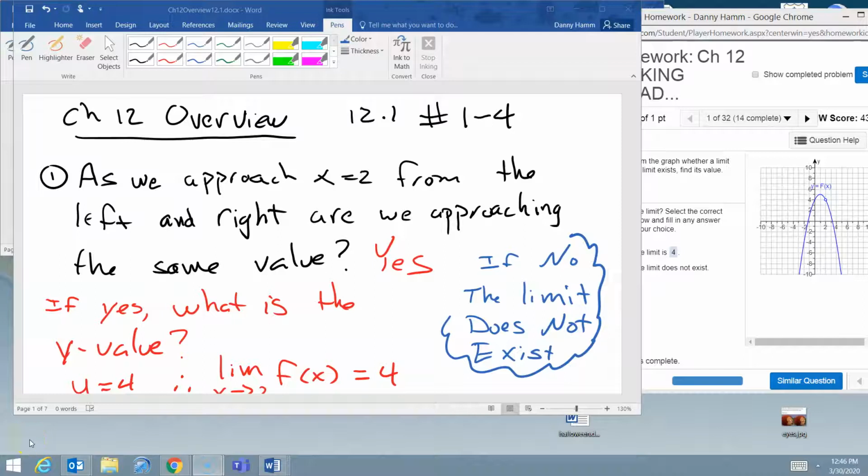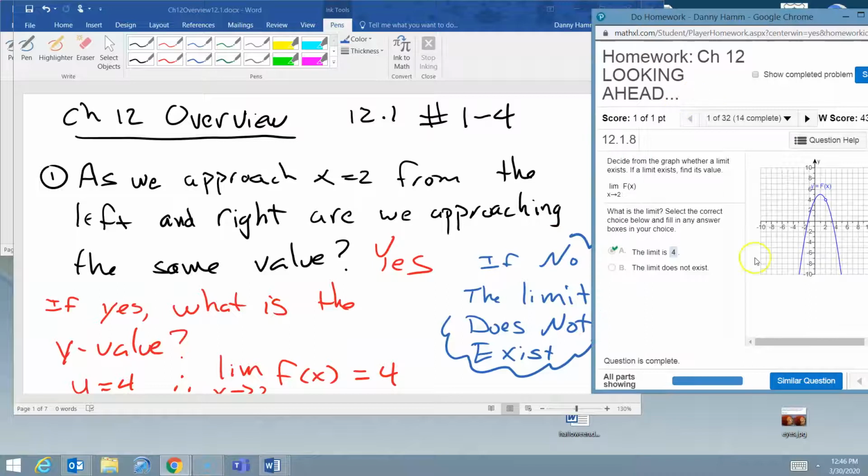In the Chapter 12 overview, we're looking at limits, and in this one we're looking at a function, so we could look at the graph here. There's one question that leads you into whether or not you have a limit. As you're approaching the x value, we need to approach it from both sides. And the question is, are we approaching the same y value?